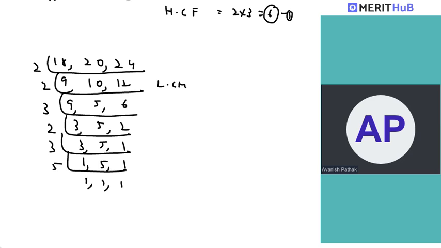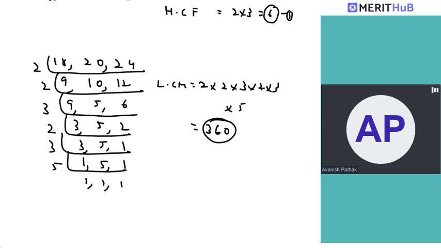So the LCM of this has to be 2 into 2 into 3 into 2 into 3 into 5. So that means if you are multiplying, so 2 into 2, 4, into 3, 12, into 2, 24, into 3, 72, into 5 is 360. That's the LCM of the given number.